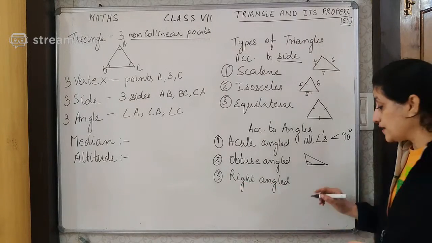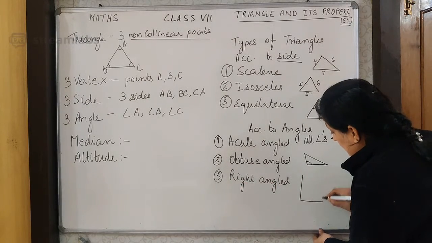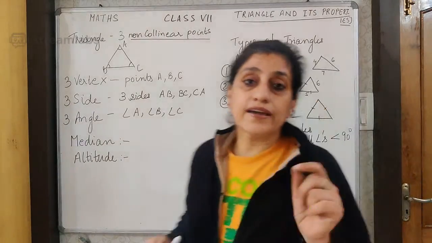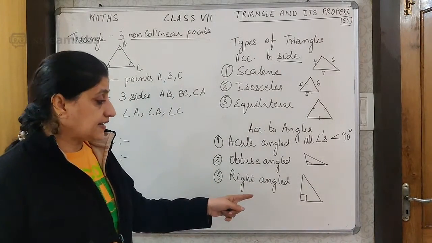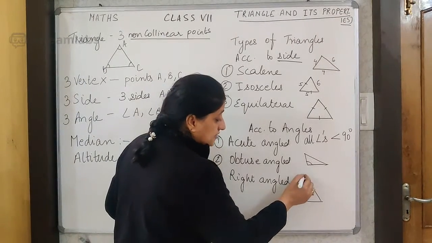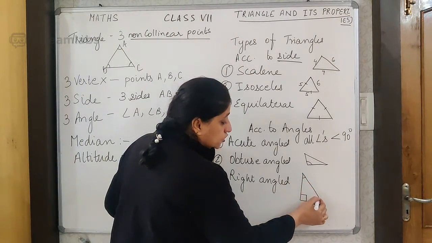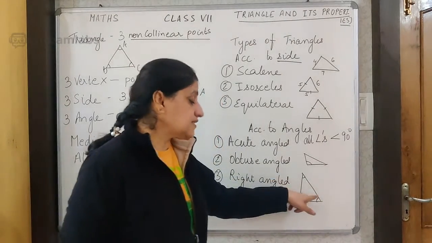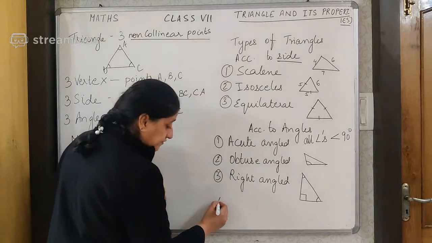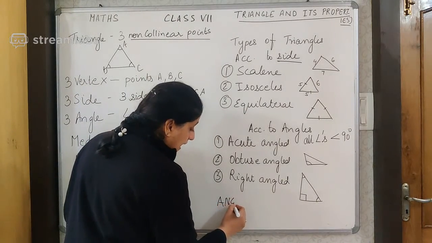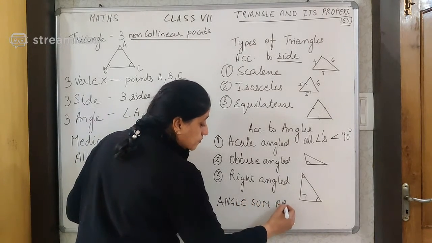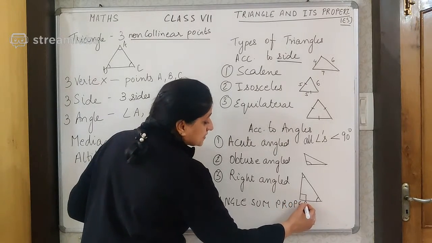Then right angle triangle. In a right angle triangle, one angle has to be 90 degree. One angle is 90, it is called a right angle triangle. And one very important thing I'll tell you here, if one angle is 90, the other two angles, total will be how much? To let you know this, I will first explain to you the angle sum property. Very important property, angle sum property, which we will be using. This is the angle sum property of the triangle we are discussing here.